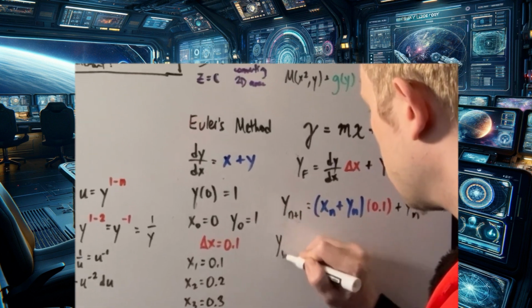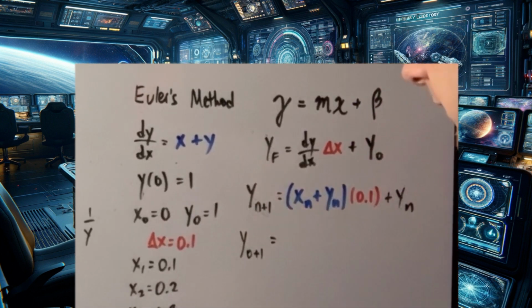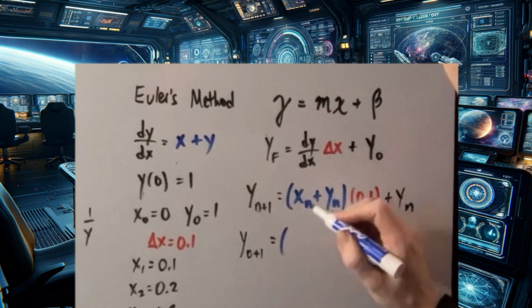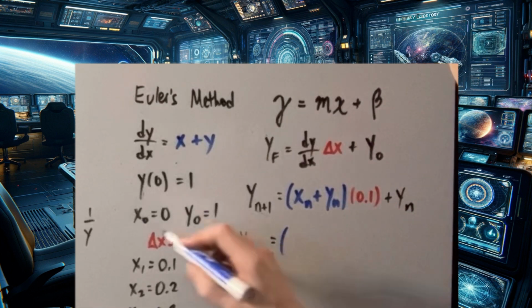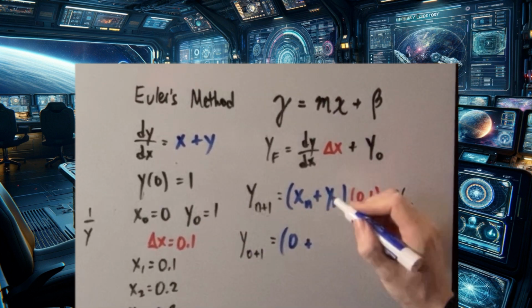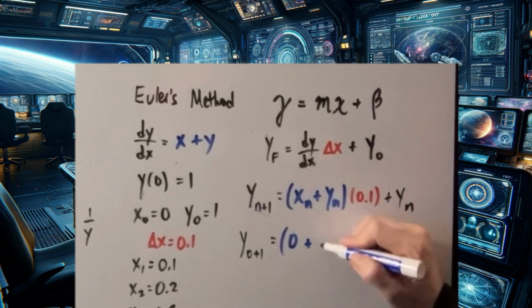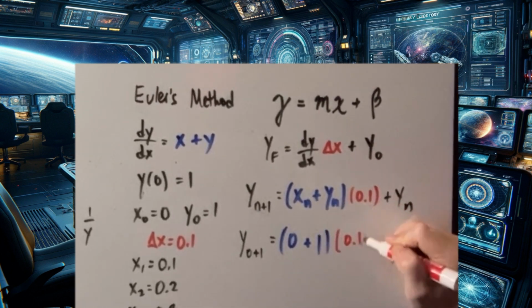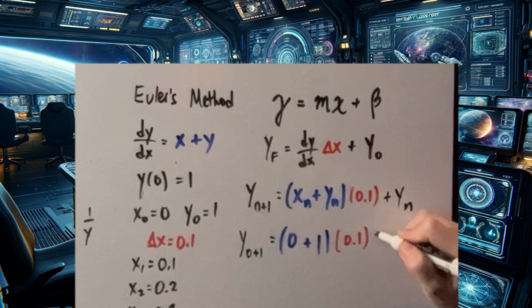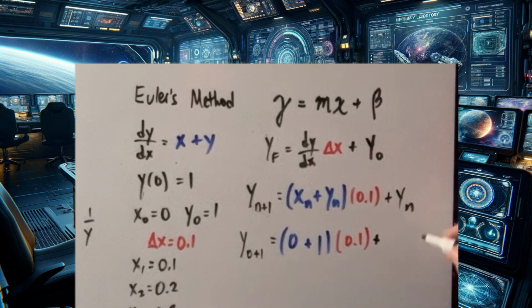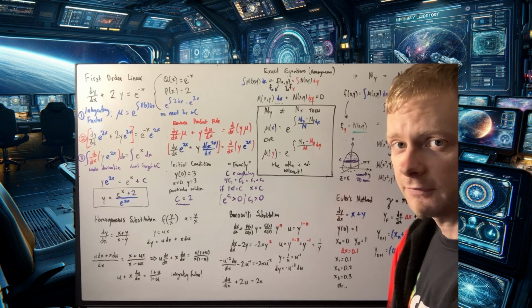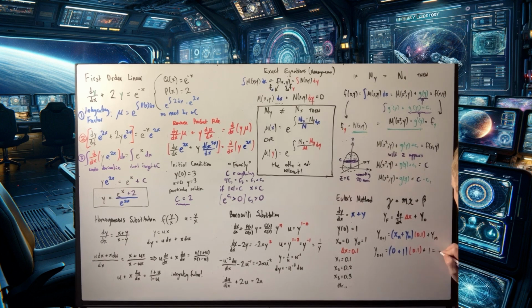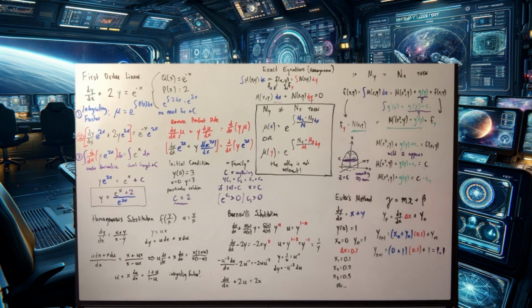And so we get something like 0 plus 1 is going to be equal to, well, x sub 0 is just going to be 0. And then we have y sub 0, the initial y, is just 1. So we have that right there. And then we can put in 0.1 plus the initial y value is again going to be 1. If we try to solve this equation, we're going to get something like 1.1 as our answer.